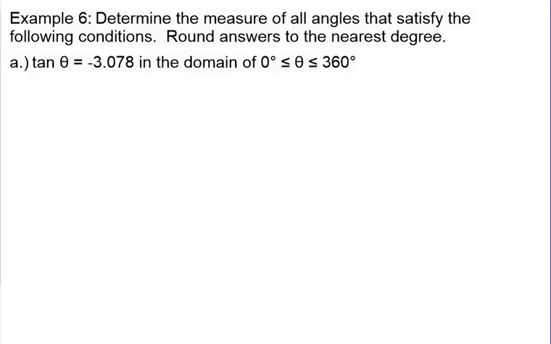So determine the measure of all angles that satisfy the following conditions. Note, it says all angles. So for every one, there's 2 possible answers that satisfy the conditions. Round to the nearest degree. Given that we're given a decimal, that means we're going to use our calculator. Notice our domain we're given is in degrees. That means your calculator needs to be in degrees.